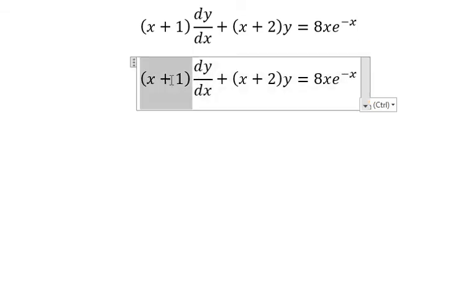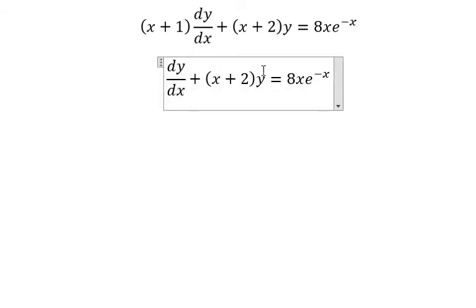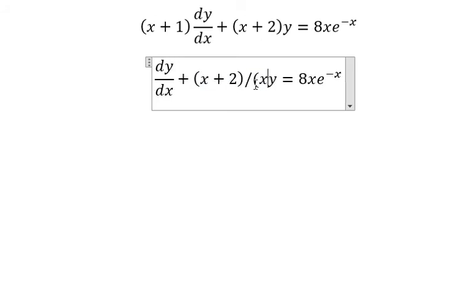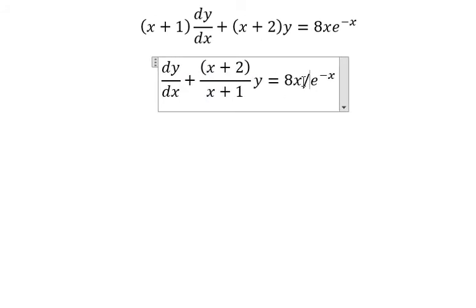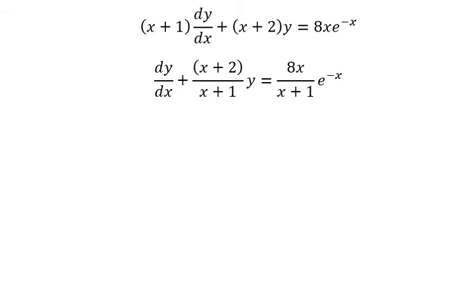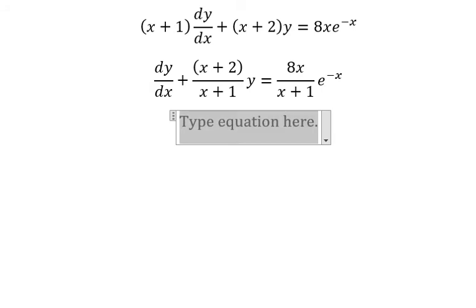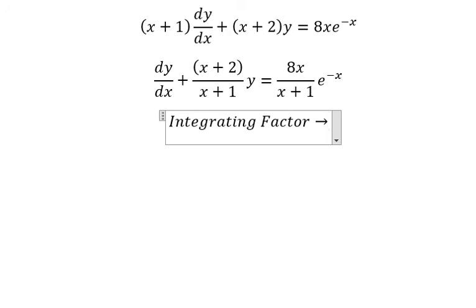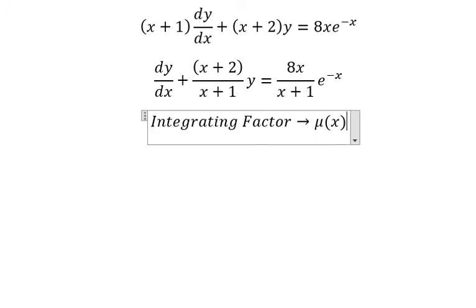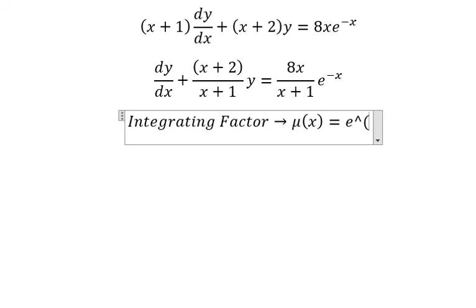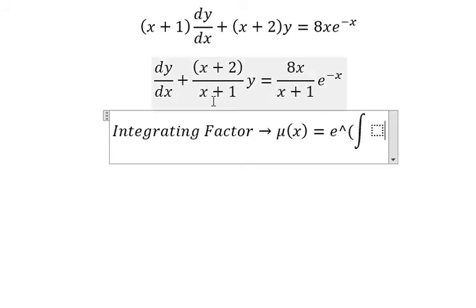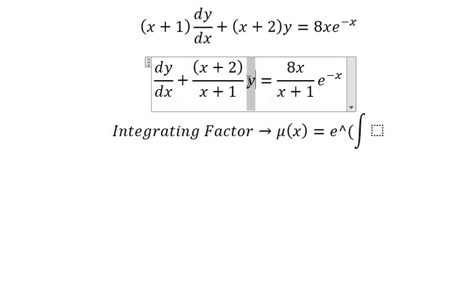We divide both sides by x plus 1. Next, we have y and the first derivative of y, so we can use an integrating factor. So we need to find mu of x equals e to the power of the integration. So we see that this one next to y is the integrating factor.